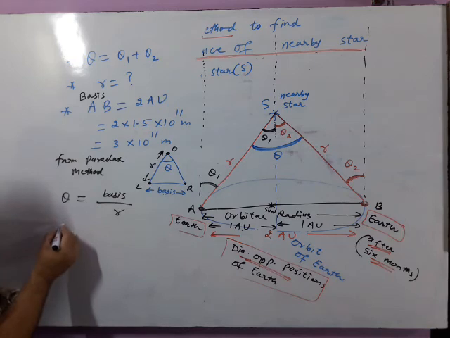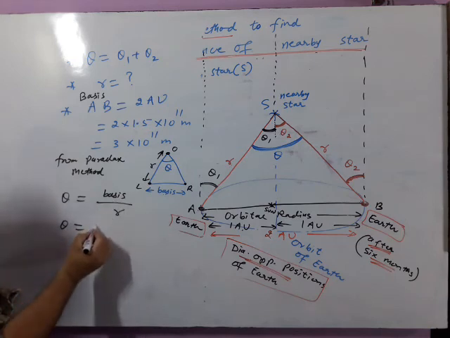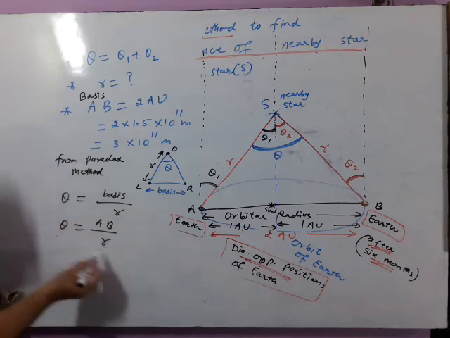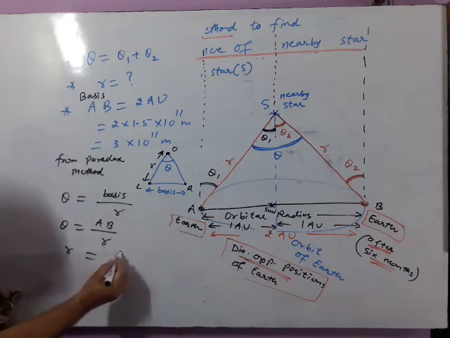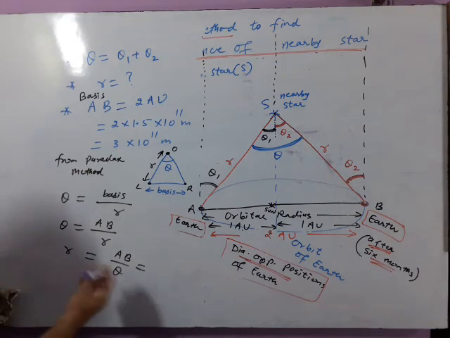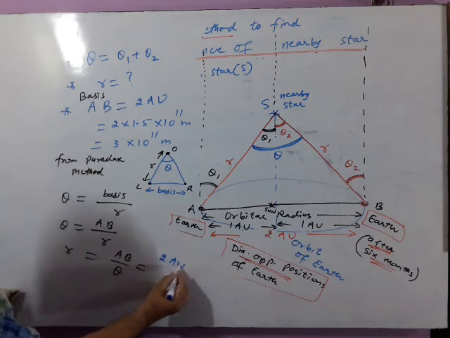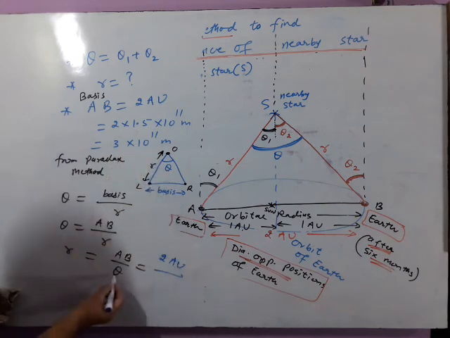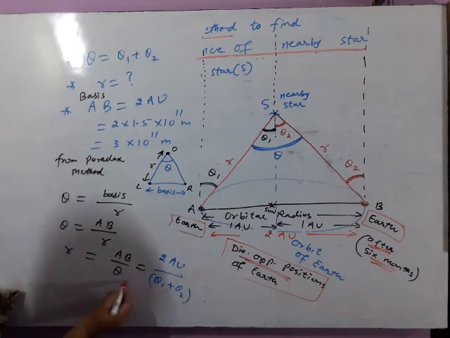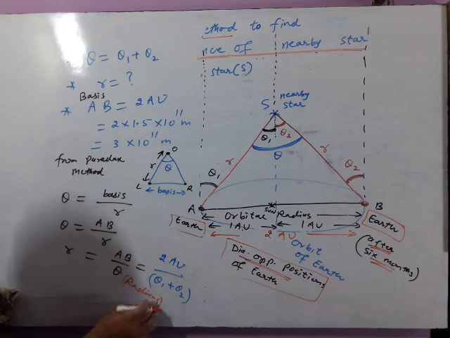So input the values. Theta is basis, that is AB upon R. We are finding R. Take it on LHS. So AB upon theta. Now what is AB? 2 astronomical units. You can put the values. And theta is theta 1 plus theta 2. Remember, this theta must be written in radians. Got it?